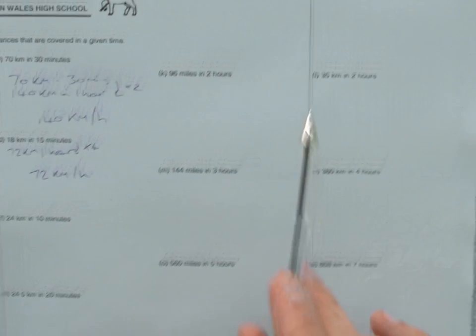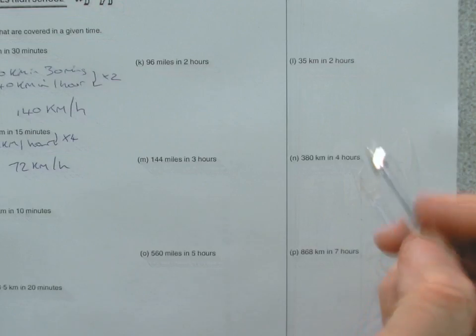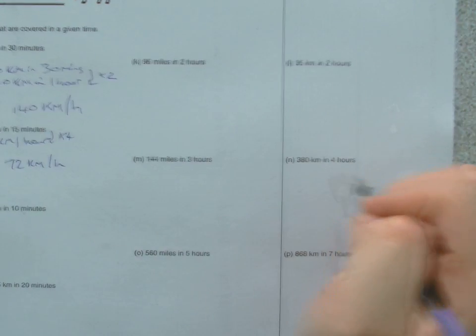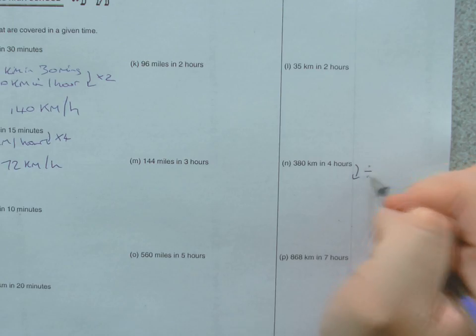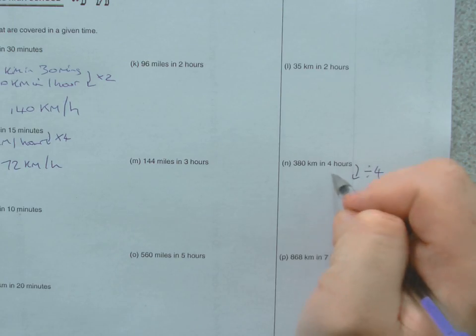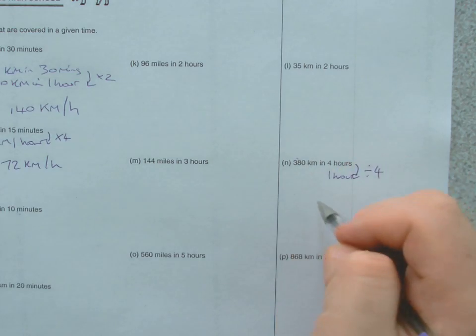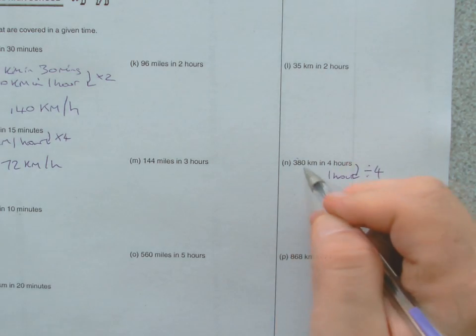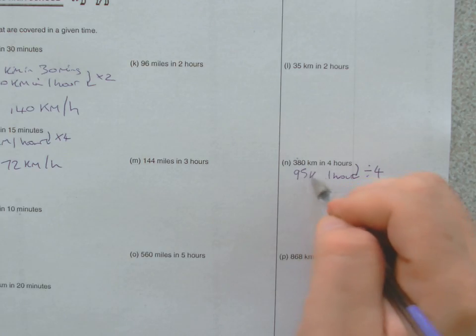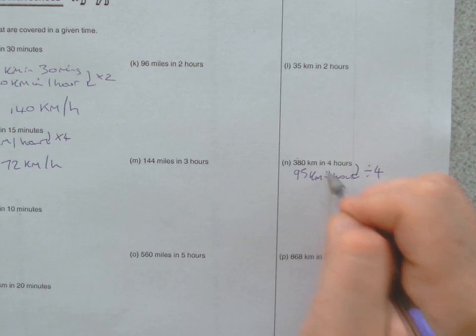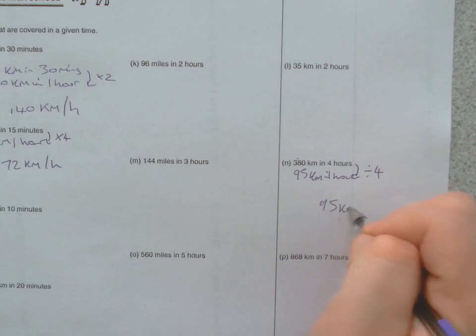Here, when we go over here, you will see like in 2 hours, in 4 hours. So in this case, we might need to scale it back down. So you need to see what's going to be in 1 hour. So you're going to need to divide it by 4. When you divide by 4, you just halve it and halve it again. So half of that is 190, half of it again is 95. 95 kilometers in 1 hour, so 95 kilometers per hour.